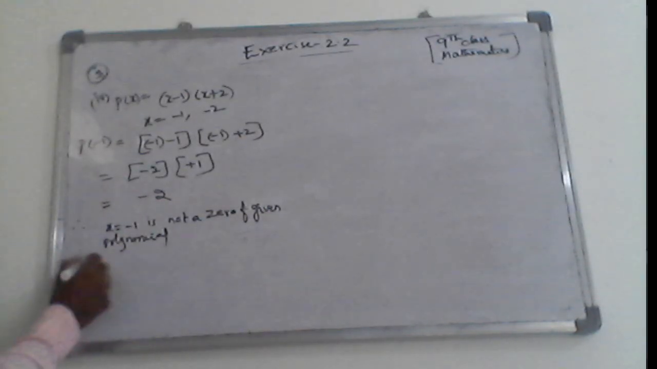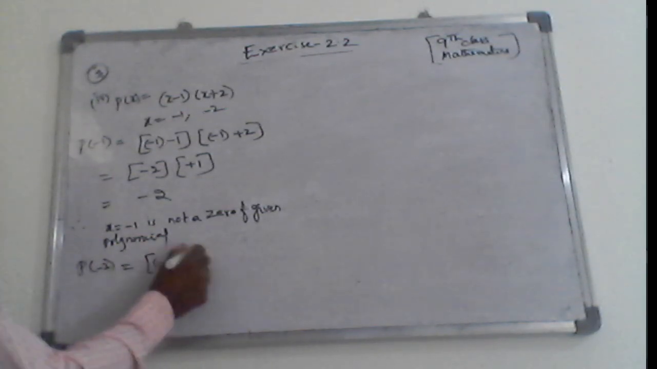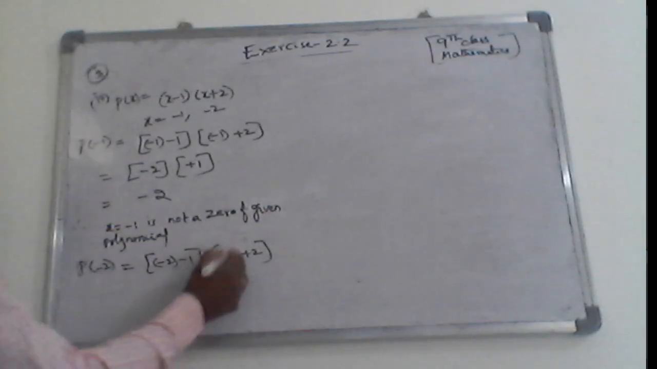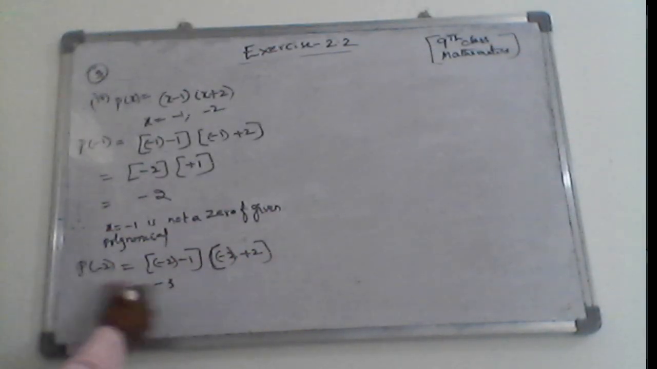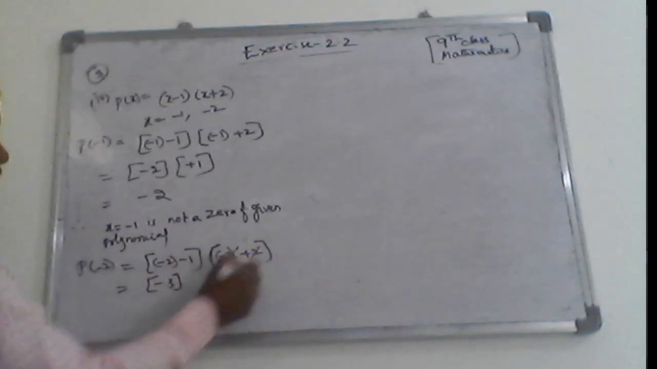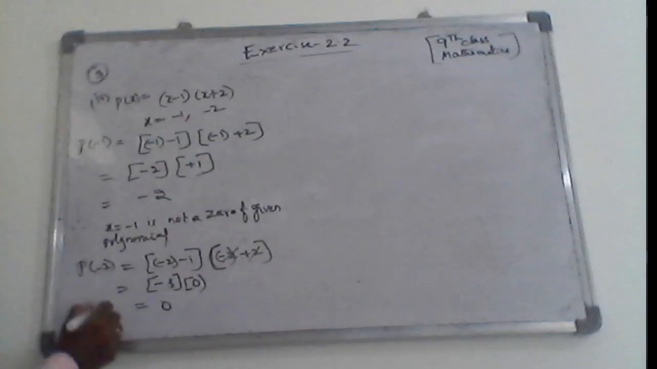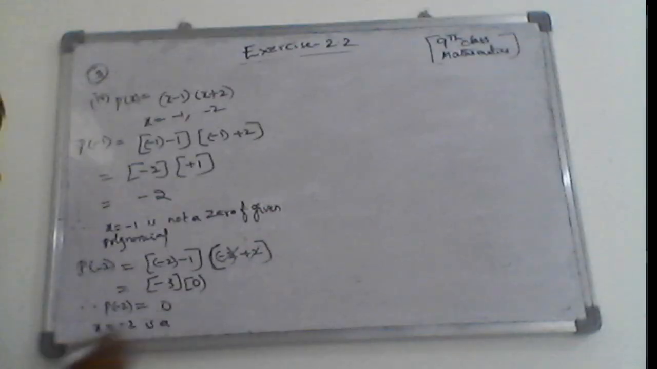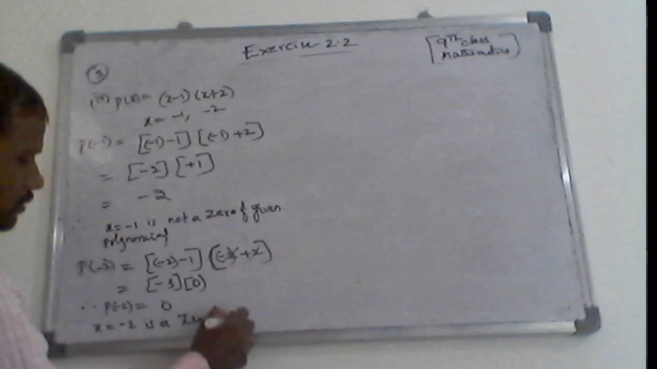Next one, P of minus 2 equals (minus 2 minus 1)(minus 2 plus 2). So minus 2 minus 1 is minus 3, and minus 2 plus 2 cancel, so the answer is 0. So 0 into minus 3 is 0. Therefore, P of minus 2 is 0, so x equal to minus 2 is a zero of the given polynomial.